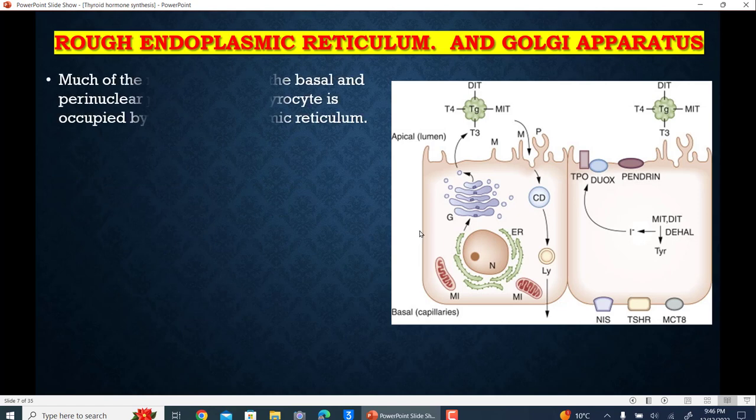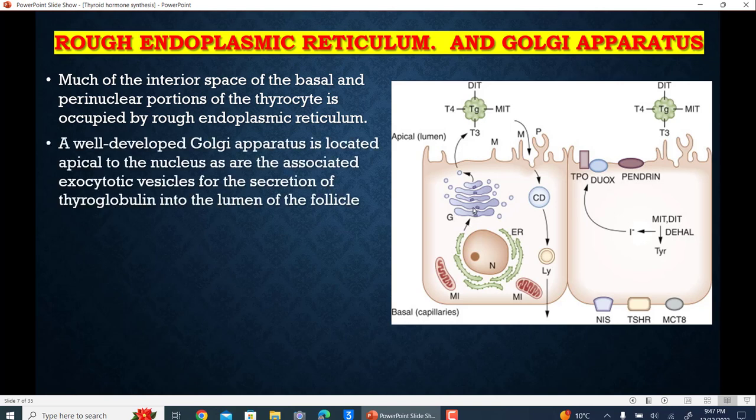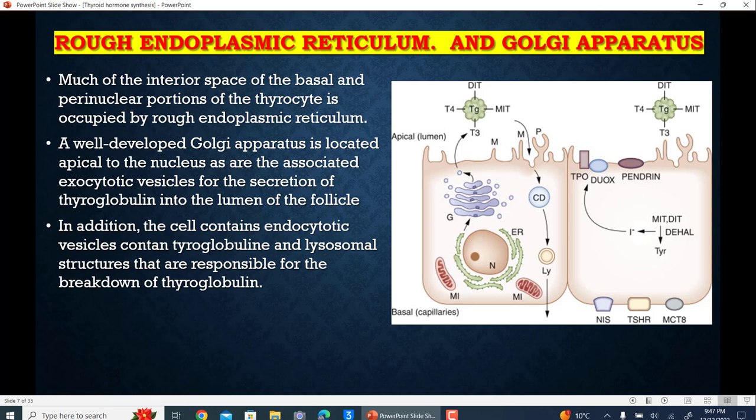Rough endoplasmic reticulum and Golgi apparatus in the thyrocytes. Much of the interior space of the basal and perinuclear portion of the thyrocyte is occupied by rough endoplasmic reticulum. A well-developed Golgi apparatus is located apical to the nucleus, as are the associated exocytotic vesicles for the secretion of thyroglobulin into the lumen of the follicle.